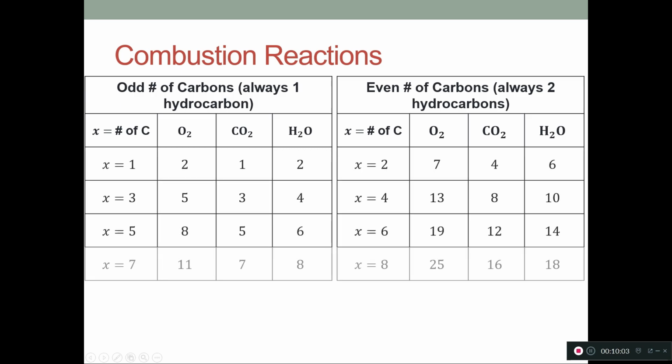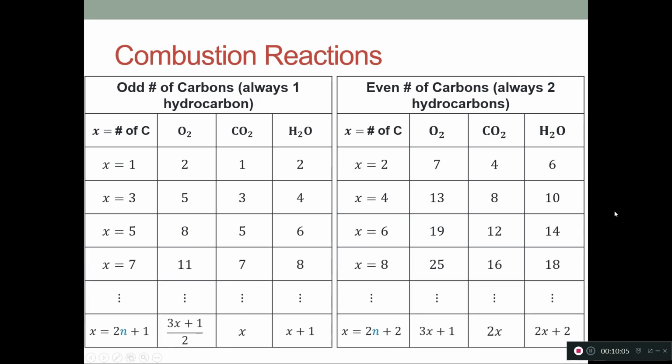And so if we look at this and extrapolate, we see that this comes up to (3X plus 1) over 2 for the number of oxygens when the number of carbons is odd, X for the number of carbon dioxides, and X plus 1 for the number of waters. When the number of carbons is even, we get 3X plus 1, 2X, and 2X plus 2, where we see that these are all just twice the amount for when the number of carbons is odd.